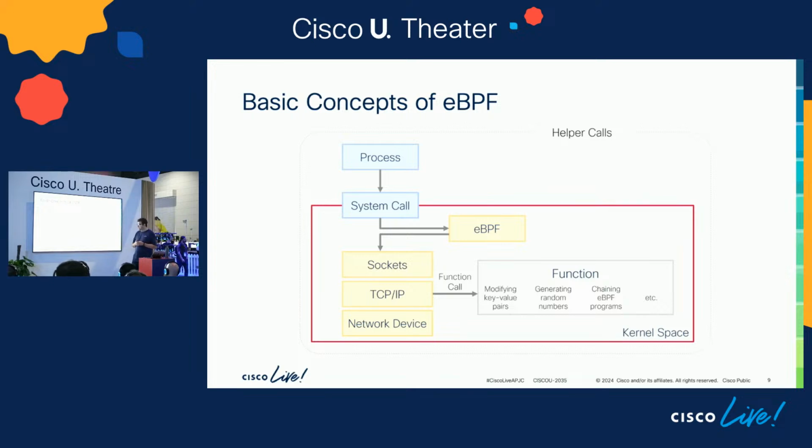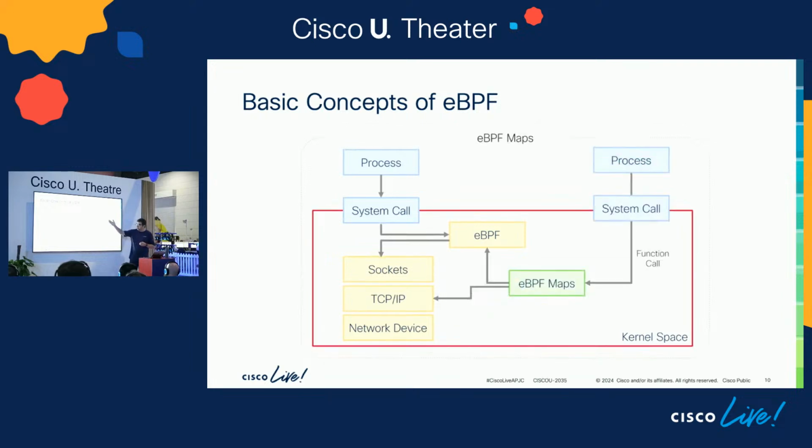One thing I just mentioned, key value pairs, that's the concept of an eBPF map. It's essentially a storage of data. It's stored as binary blobs in memory in the kernel.